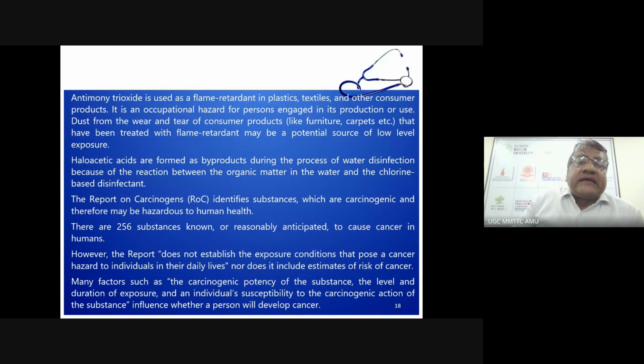Now, antimony trioxide is used as a flame retardant in plastics, textiles, and other consumer products. It is an occupational hazard for persons engaged in its production or use. Dust from wear and tear of consumer products like furniture and carpets that have been treated with the flame retardant may be a potential source of low-level exposure to antimony trioxide.